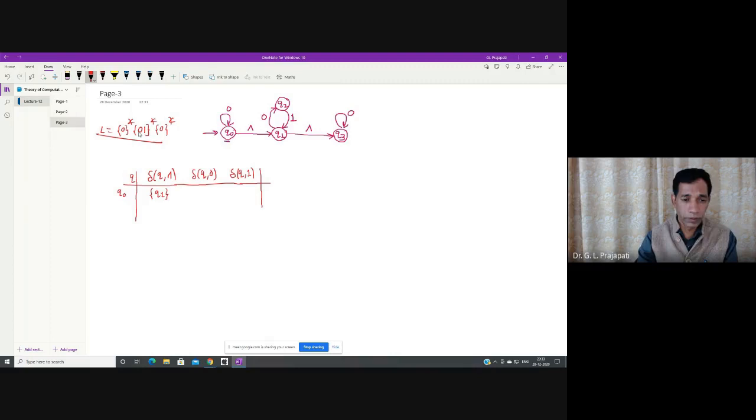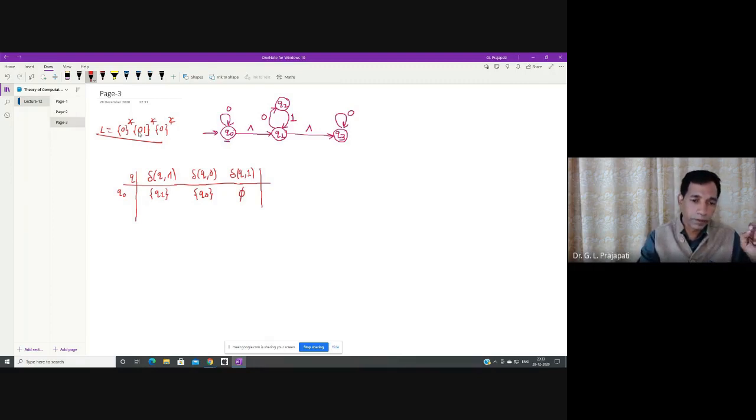Whenever you are at Q0 and your input is 0, you are in the state Q0. Whenever you are at Q0 and the input is 1, where are you going? From Q0 on input 1, we don't have the transition. It means you go to the empty state here.